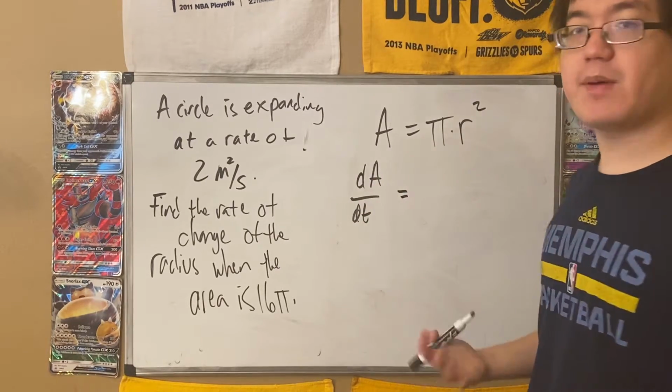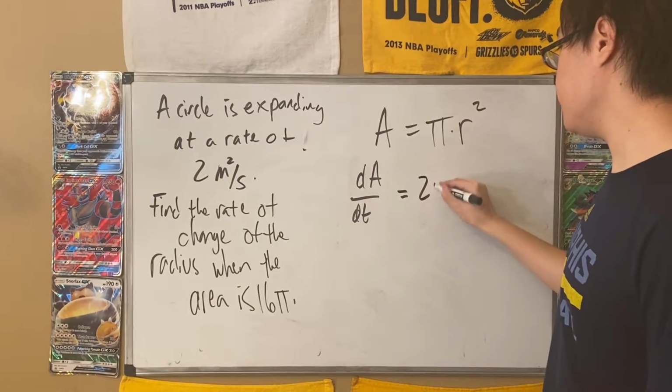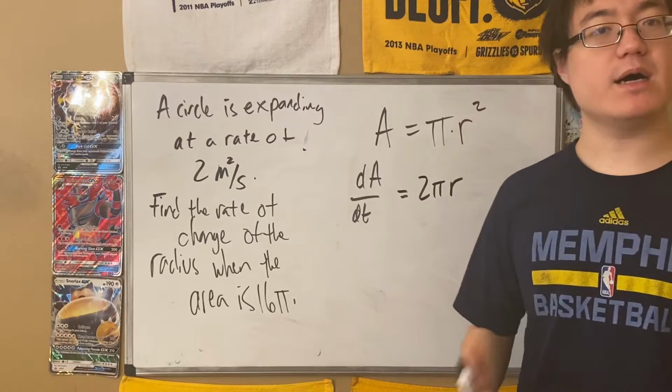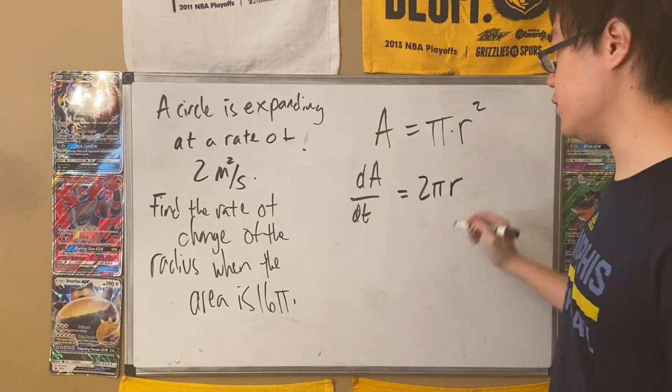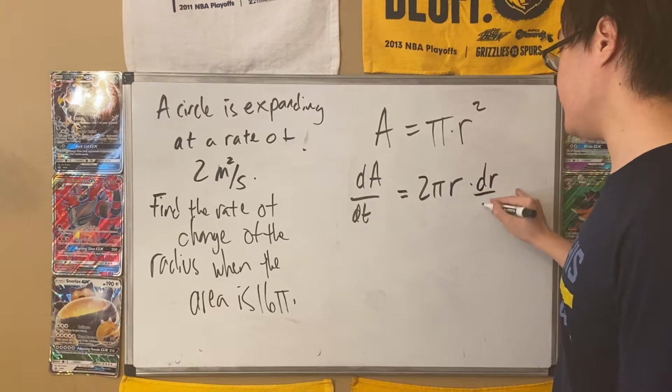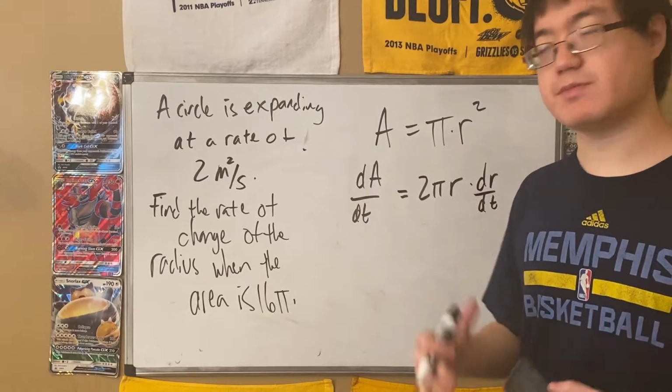Then we're going to take the derivative of pi r squared. Again, it's the power rule. So we take the 2, drop it to the front, 2 pi r. And then just keep in mind that this is not the derivative. It needs to be multiplied again by dr/dt. You'll get used to this pretty fast though. Everything needs to be taken with the derivative with respect to time.